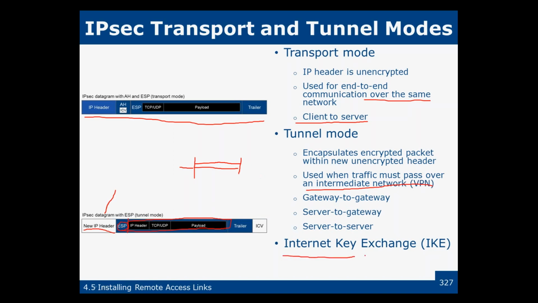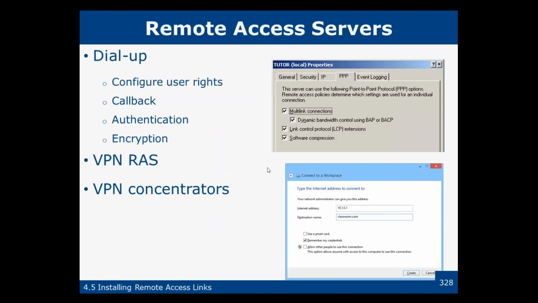The Internet Key Exchange, IKE, is the way that we exchange encryption keys in order to make the encryption and the authentication work correctly. Remember, with the authentication header, we can use the original IP address; with ESP, we can't.